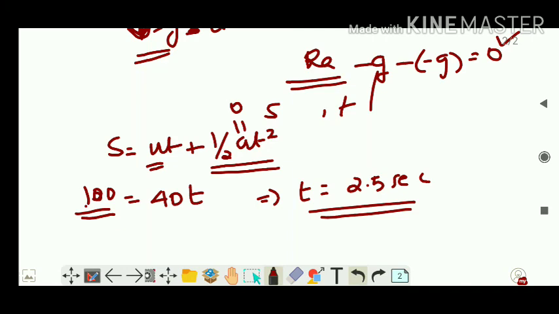So after 2.5 seconds, if this is the ball dropped, this is the ball thrown, right? If they are both released at 1 o'clock, then 2.5 seconds after 1 o'clock, they will meet each other. Both of them are released at 1 o'clock. Okay, one is dropped, one is thrown up. Clear? Easy, right? Now let's move on to the next question.